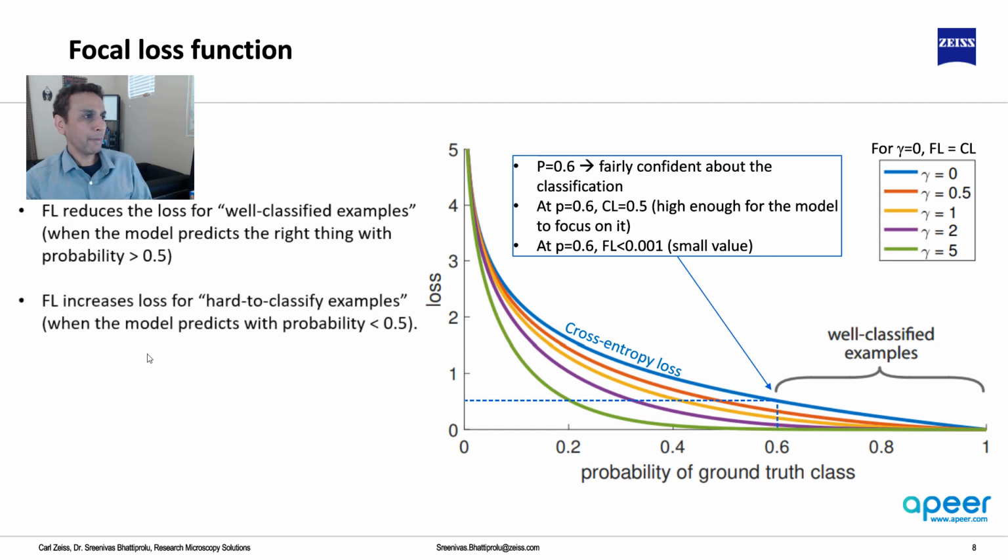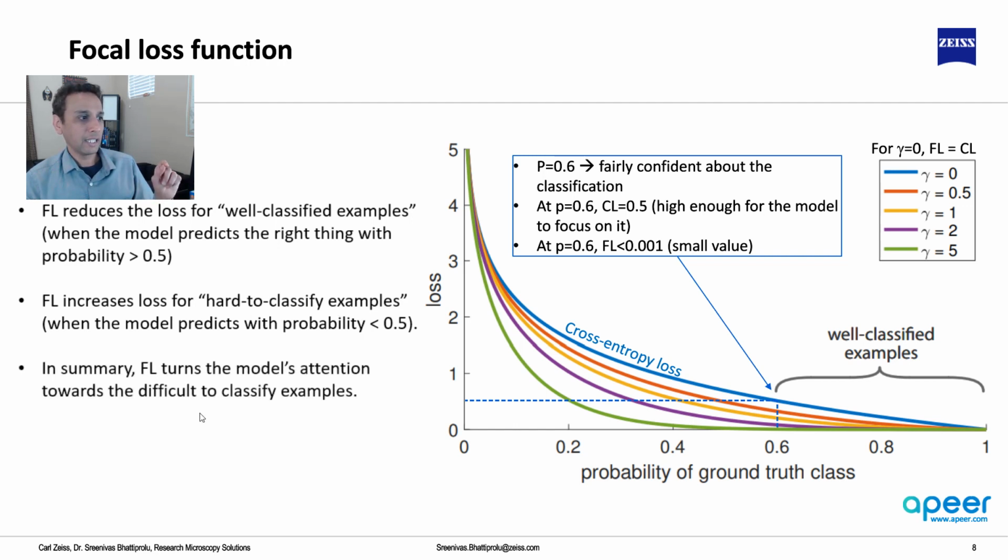Okay, so going back to the text I have here, focal loss increases loss for hard to classify examples, just like I mentioned. And in summary, focal loss turns the model's attention basically from these well classified examples to the ones that are difficult to classify. Okay, so that's focal loss.